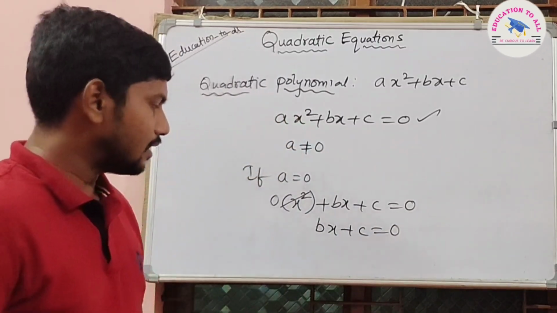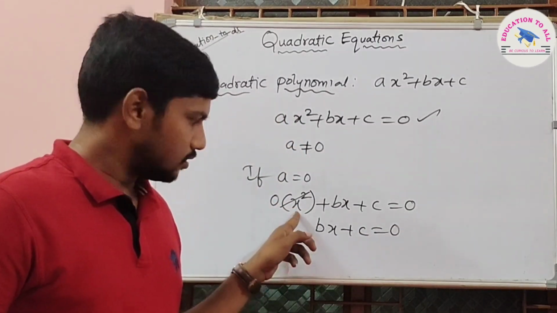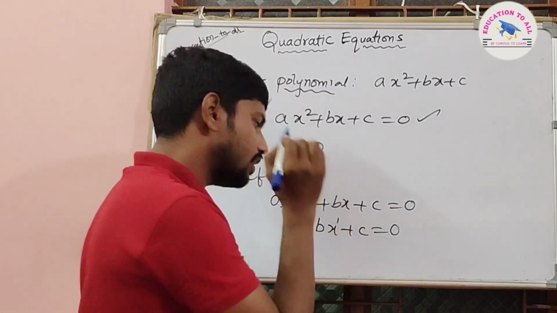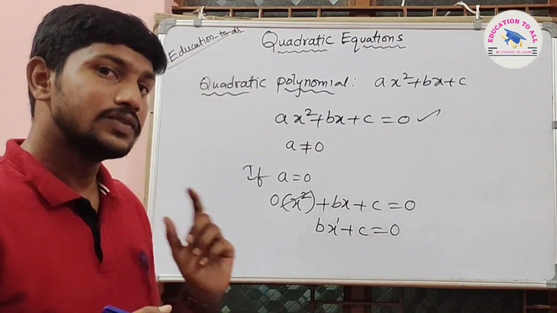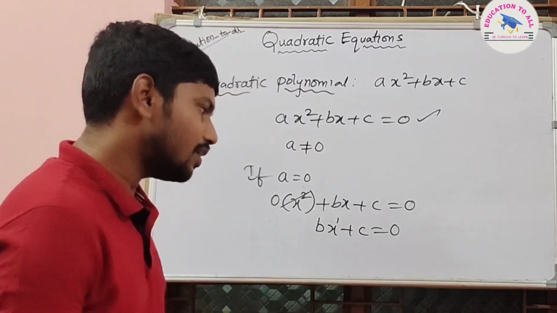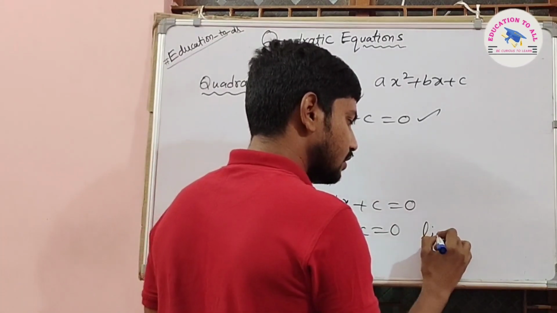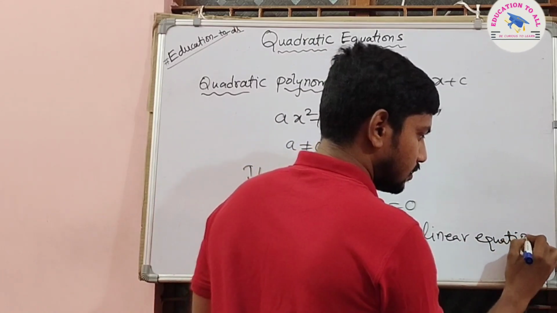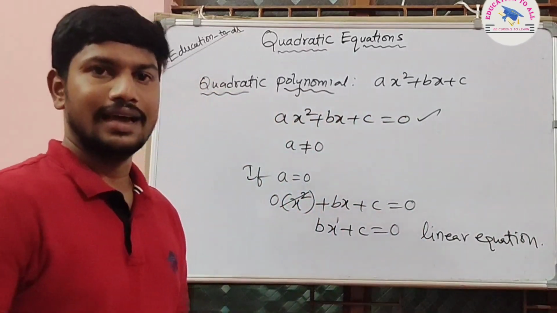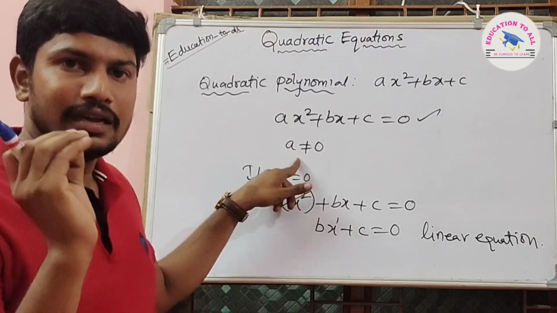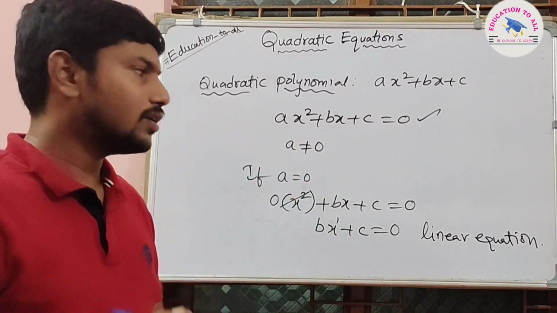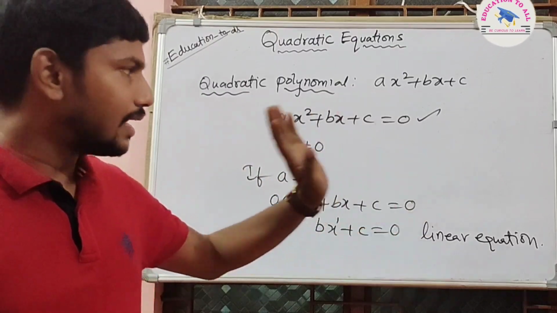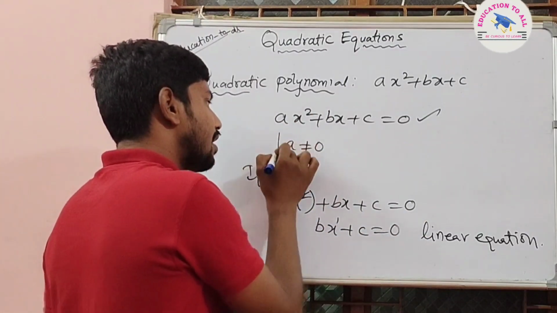Observe carefully here, the x square term is not there. So here we have the x term only. So what is the degree of x? Only 1. When the degree is 1 for any equation, it is called a linear equation. That's why we have to say that a must not be equal to 0. If a equals 0, the quadratic equation becomes a linear equation. The condition is a not equal to 0.